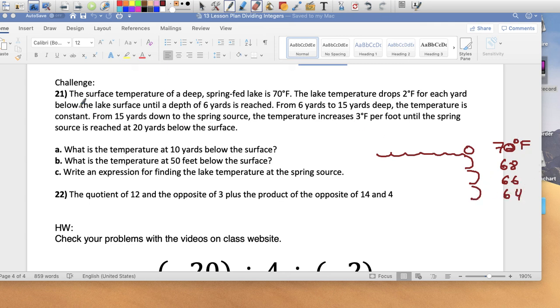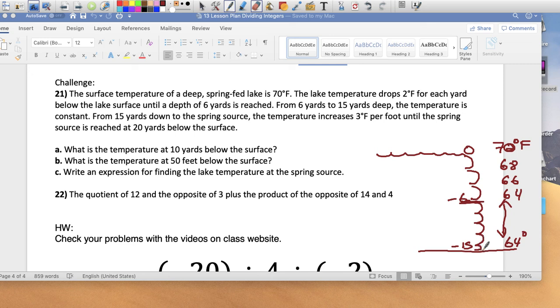So we're going to go below the surface until a depth of 6 yards is reached. So I guess that's what it means. So from negative 6 yards, the temperature is 64. From negative 6 to negative 15, the temperature is constant. So from negative 6, negative 8, negative 10, negative 12, negative 14, and I'm going to write like a half here. So from negative 6 to negative 15, it's still constant at 64 degrees. So from here to here, the temperature stays at 64.